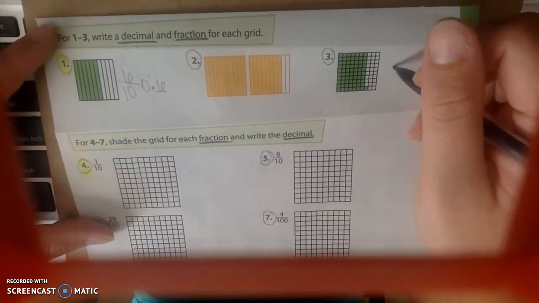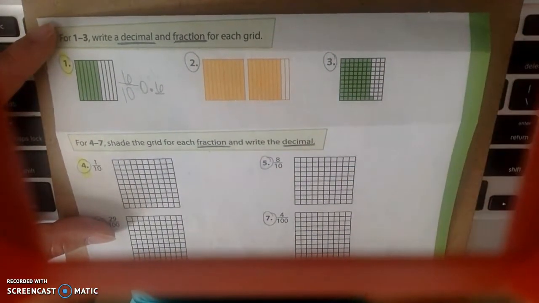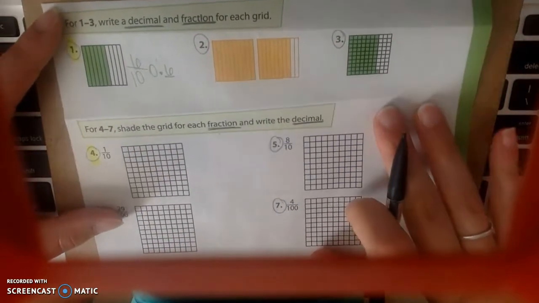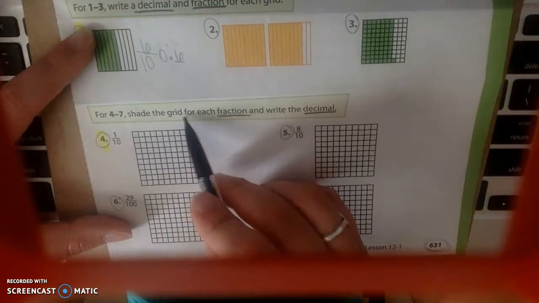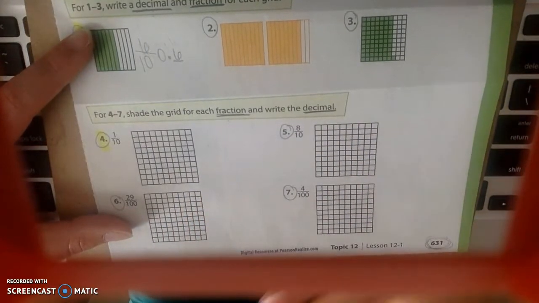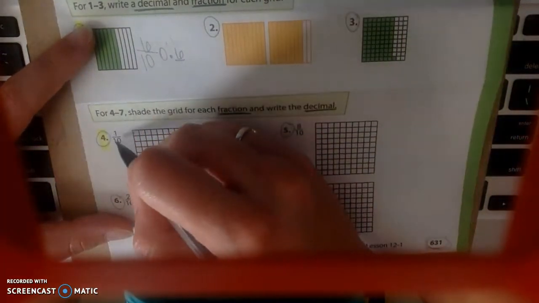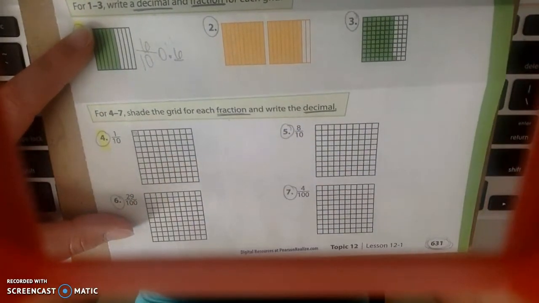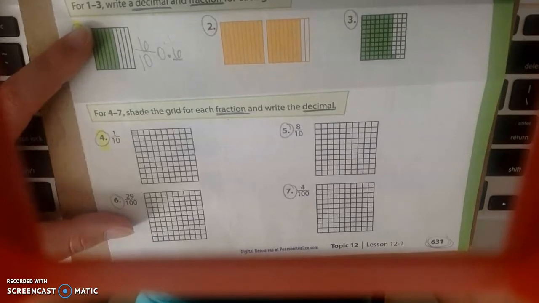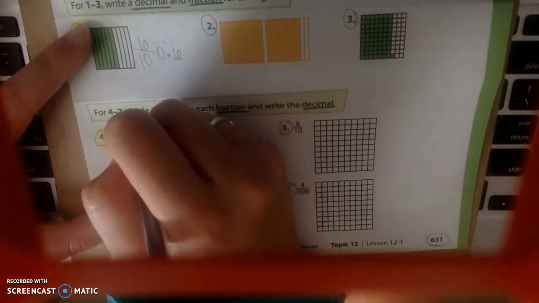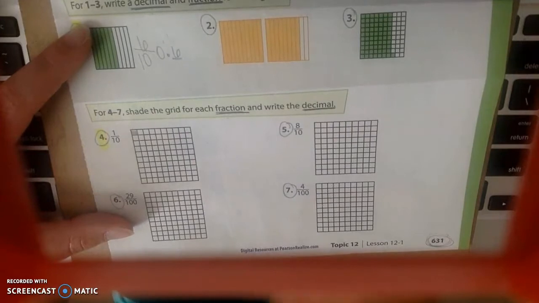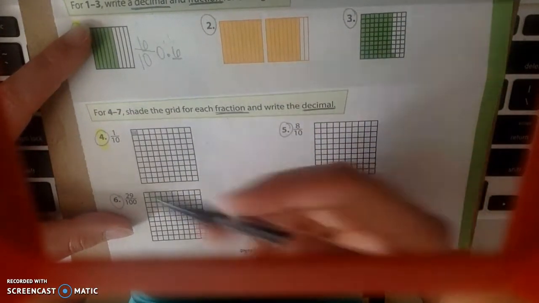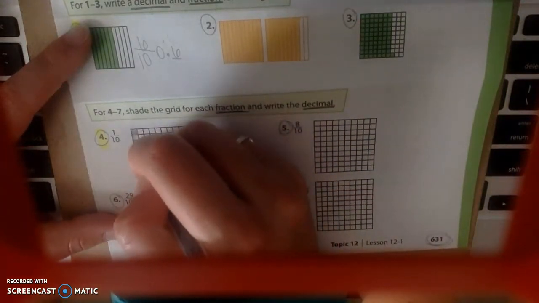Okay, number 3 is written as hundredths. So make sure you write that in a fraction of hundredths. Here it wants us to shade the grid of each fraction and write the decimal. Okay, so 1/10. So many of us are just going to think, okay, I'm just going to shade 1. There you go, 1/10. That's not 1/10. That represents 1/100th. So what's going to represent 1/10 of the 100? You're going to need to shade 10.